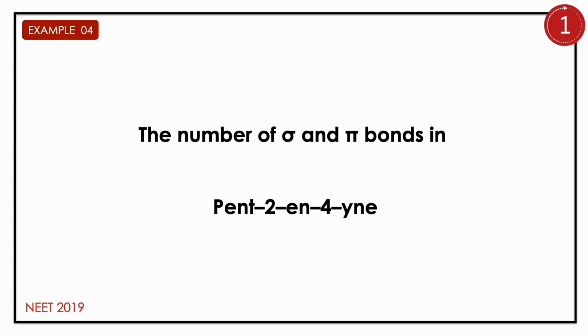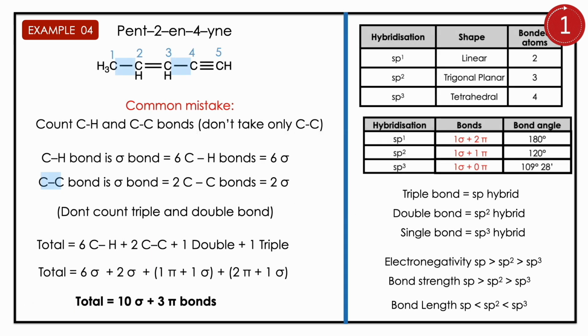Then the next example, number of sigma and pi bonds in pent-2-en-4-yne. Here the IUPAC name is given, so you should know how to convert an IUPAC name into a structure and find the sigma and pi bonds. Here pent-2-en-4-yne means the numbering should start from the double bond. Double bond has higher priority, so start from 1, 2, 3, 4, 5. 5 carbons means pent. Second position alkene, fourth position alkyne. So pent-2-en-4-yne.